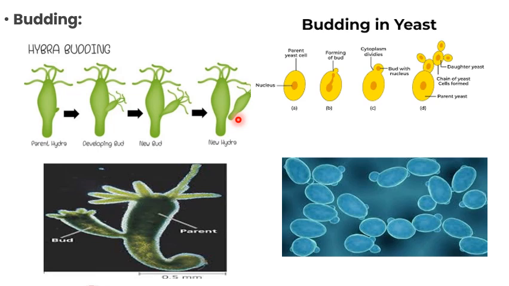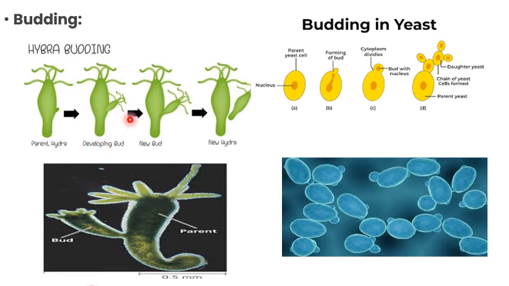Once the bud is fully mature, it detaches from the parental organism. The detached bud becomes an independent organism. It is capable of growing, reproducing and surviving on its own. So this is regarding budding. You can see this is exactly what takes place in hydra.